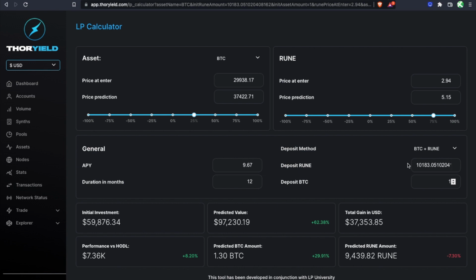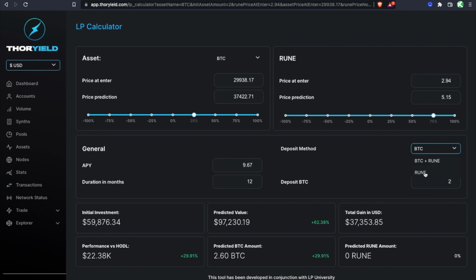You'll notice that the deposit method right now is set to Bitcoin and Rune. That means I'm adding equal parts of both assets. You do have the option to add just one of the two assets, but it's all the same on the back end. It's being split for you. So for example, if I wanted to add only Bitcoin, this would be the same as adding 2 Bitcoin asymmetrically. It would be the same as adding 1 Bitcoin and the equivalent amount of Rune.